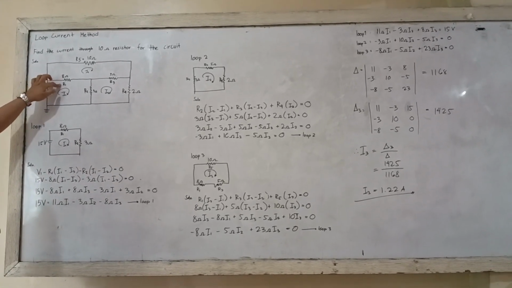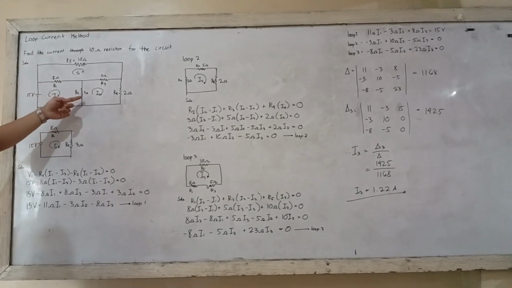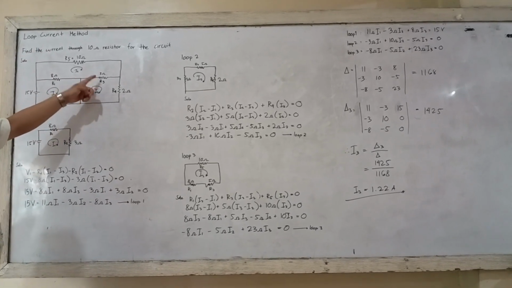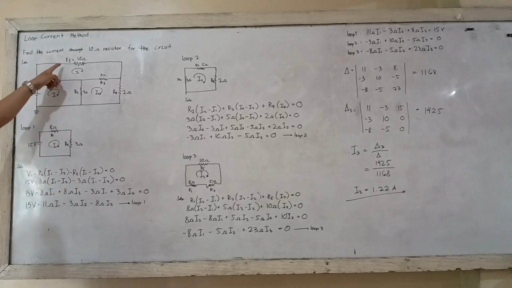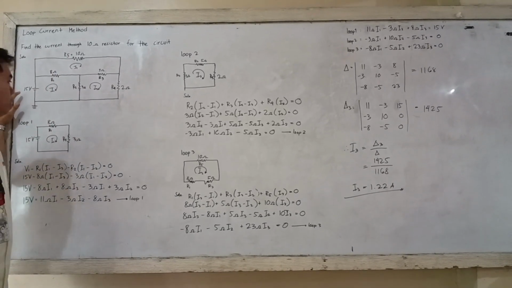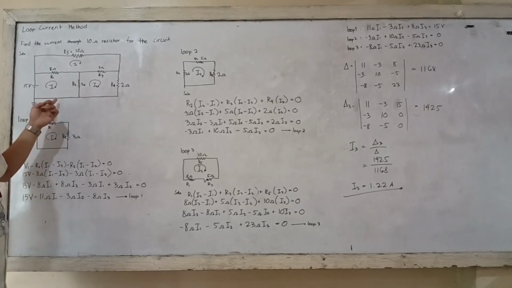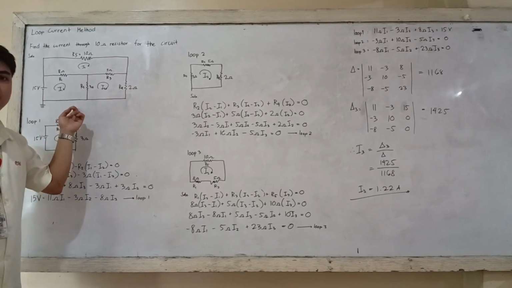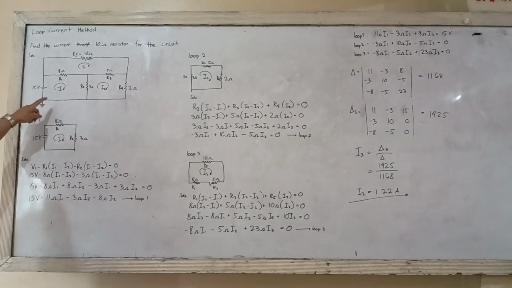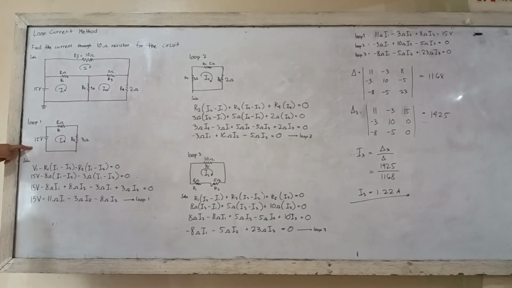We have R1, which is 8 ohms, R2, 3 ohms, R3, which is 5 ohms, R4, 2 ohms, and R5 is equal to 10 ohms. And we have 15 volts. Since it is a loop current method, we need to divide this into 3 loops. And this is our loop number 1.